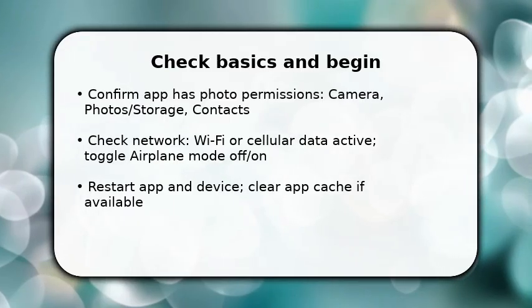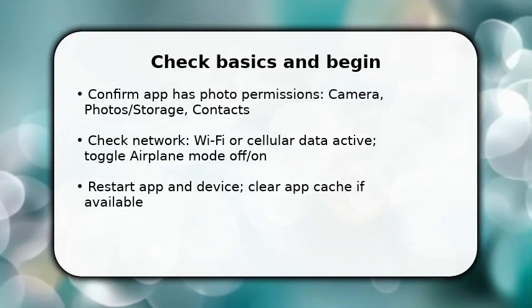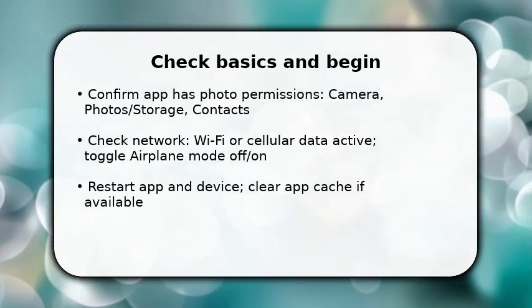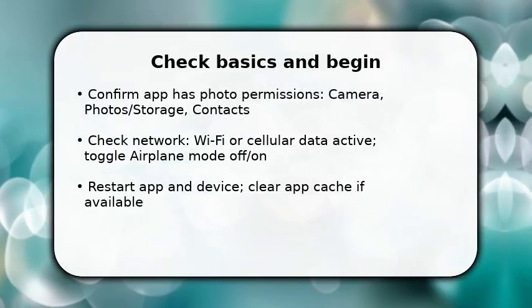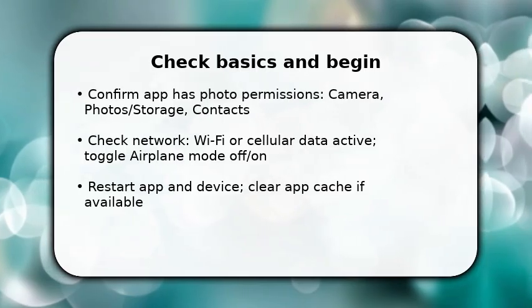You start by verifying the prerequisites and taking the first actionable steps. Grant the messaging app required permissions for photos/storage and camera so images can be accessed. Without that, thumbnails stay blank.